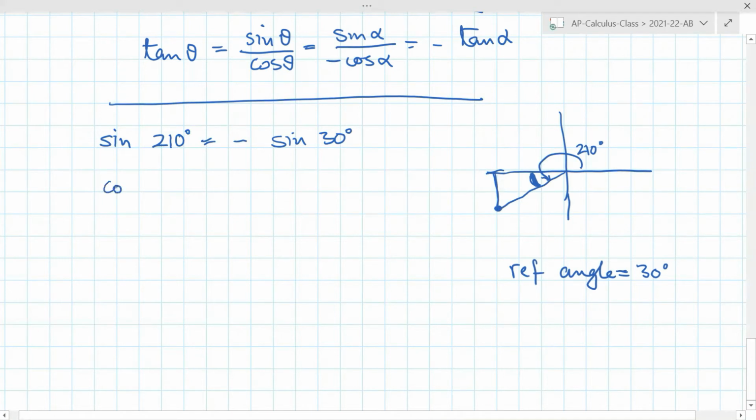And cosine 210 degrees will be cosine 30, but I have to see positive or negative. The x coordinate is negative, so negative. And tan 210 degrees is tan 30 degrees, but negative, negative cancels, so positive.